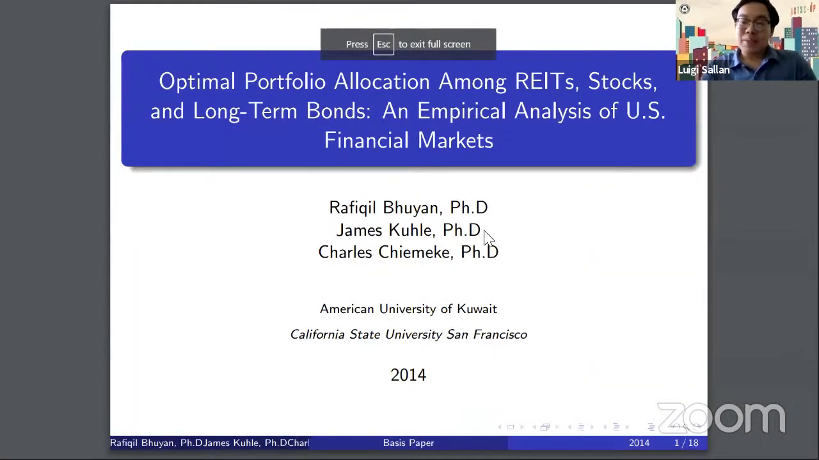So one of the basis papers for my special problem is entitled Optimal Portfolio Allocation Among REITs, Stocks, and Long-Term Bonds, an empirical analysis of US financial markets. This study was conducted in 2014 by Doctors Rafael Buyan, James Kule, and Charles Shemeki. The first and the last are from the American University of Kuwait, and Dr. Kule is from California State University, San Francisco, if my memory serves me right.